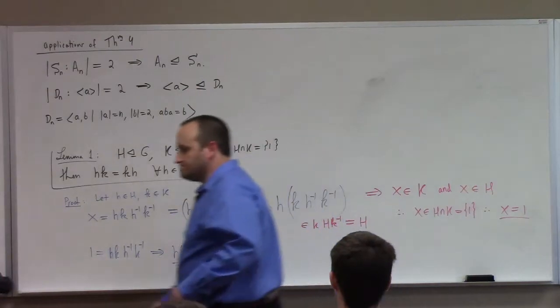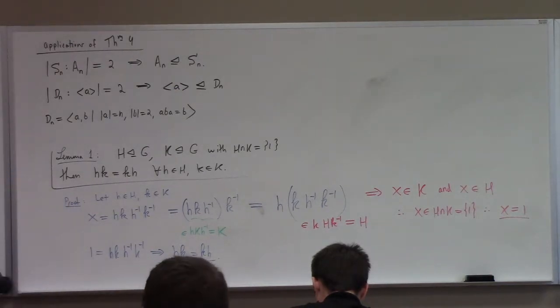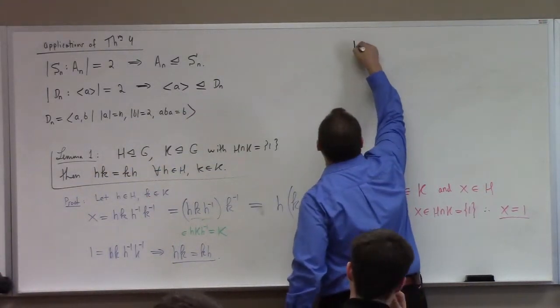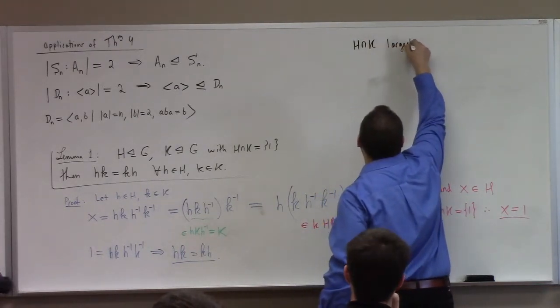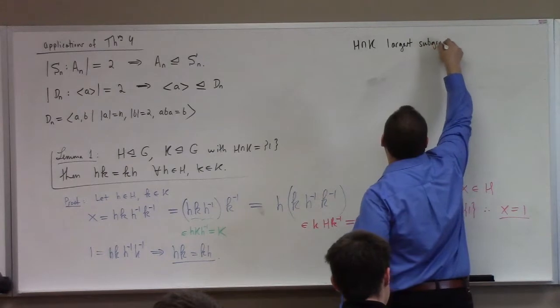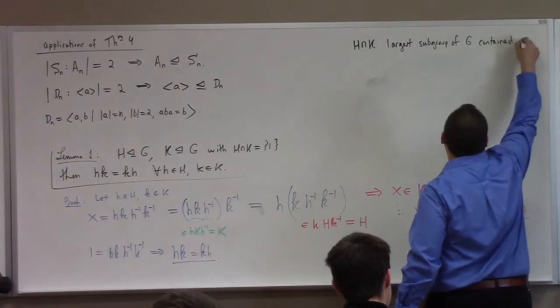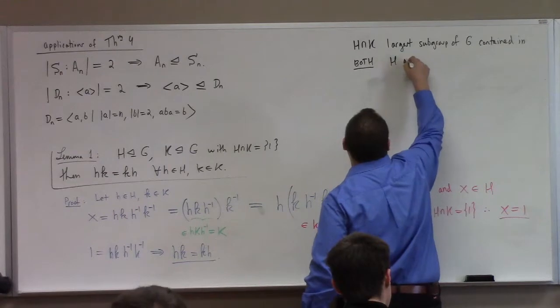Lemma 1. So let's think about it. What's the significance of H intersect K? What is H intersect K as it relates to H and K? The largest subgroup of G contained in both H and K, right?